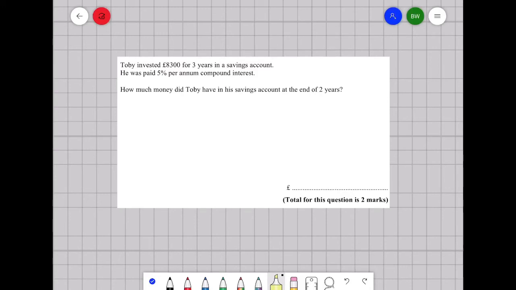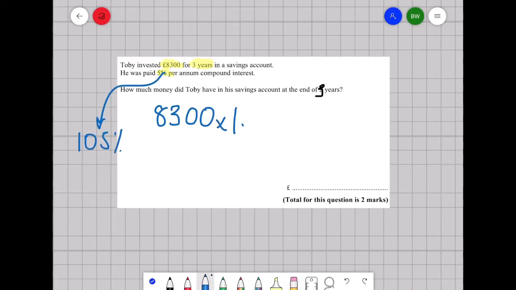Okay, let's go through. So £8,300 for 3 years, and it's 5% per annum compound interest this time. It says 2 years there, it should say 3 years. Okay, so same thing again. We start with the principal investment, so the 8,300. This time, if it's 105%, because it's an increase, my multiplier is 1.05, and it's to the power of 3, because it's 3 years.